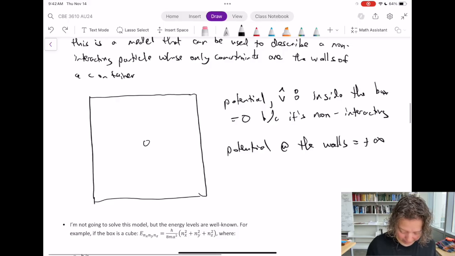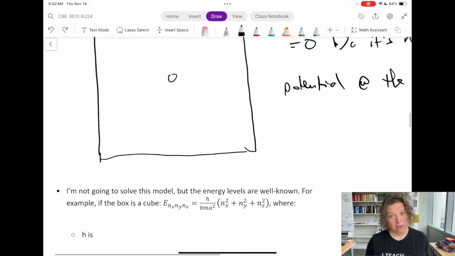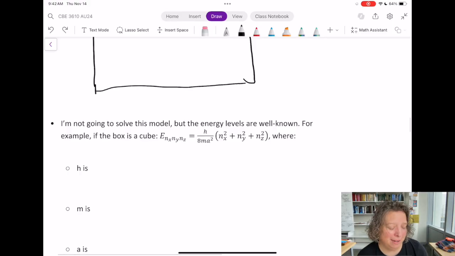Okay, so I am not going to solve this model. Actually, I think solving this model is pretty fun, but I'm not going to do it because it requires too much explanation of math. I will tell you that the wave functions and the energy levels for this solution are very well known. People have solved them repeatedly, and we can look them up. I'm not going to solve them here, and I'm not going to talk about the wave functions because we're talking right now about energies.